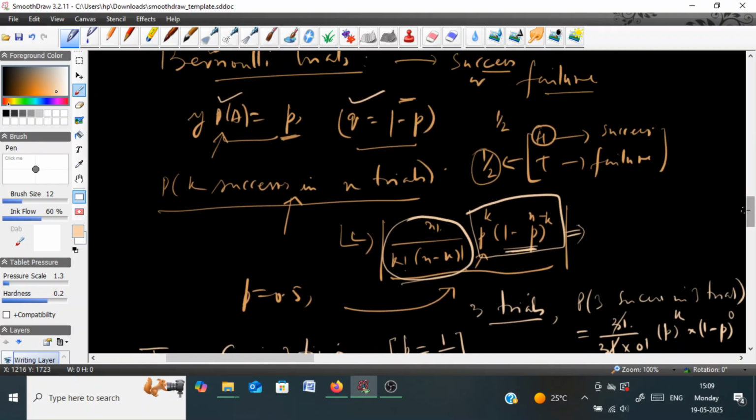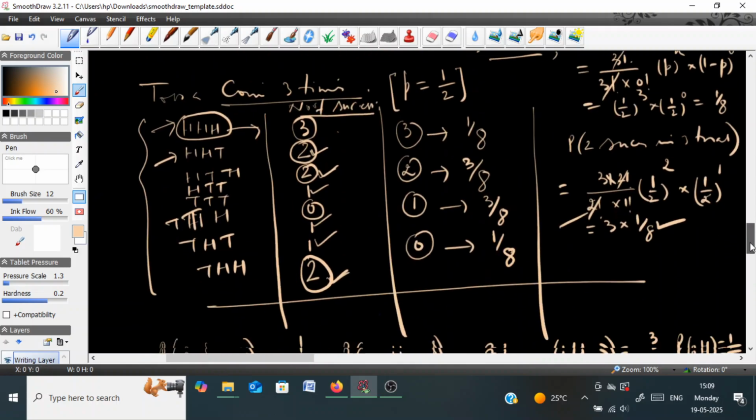And if you repeat this experiment n times, that means you have n trials of the Bernoulli experiment, then the probability of getting k successes in n trials is given by this. This is what I have shown here. Okay.